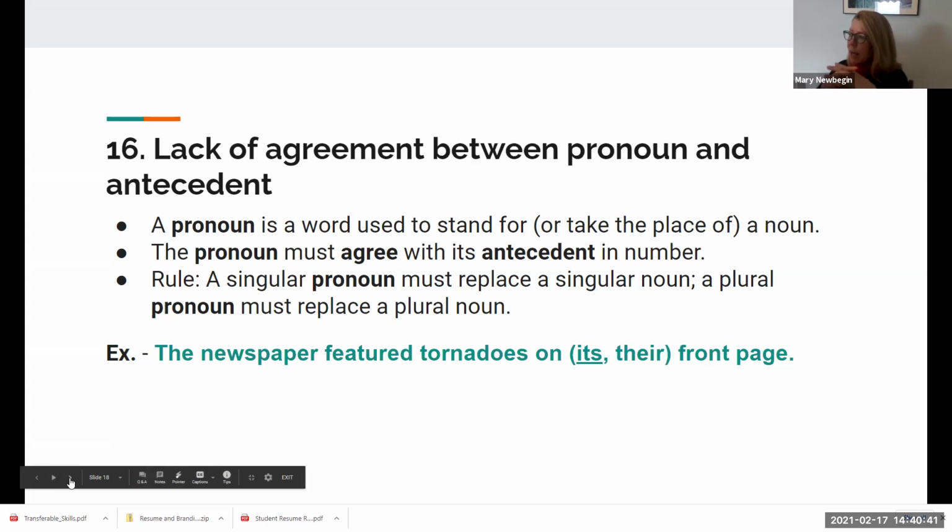Number 16, lack of agreement between pronoun and antecedent. "The newspaper featured tornadoes on its front page." Again, the antecedent is the newspaper, and we have "its" in "featured tornadoes on its front page." So that is the clear choice. The pronoun must agree with the antecedent.